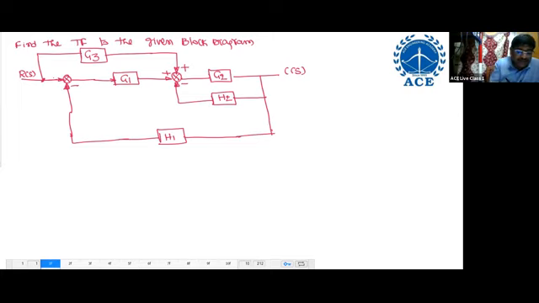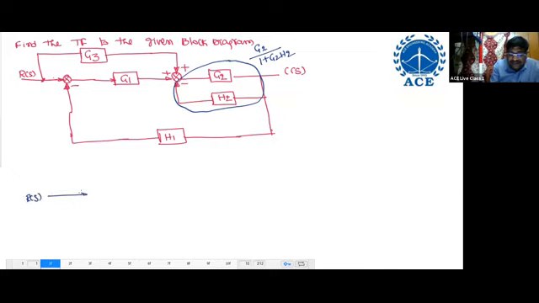First simplify this. First simplify loop combination. So G2 by 1 plus G2H2. Next, you think it. Once you simplify this, next what you have to do? You think it.